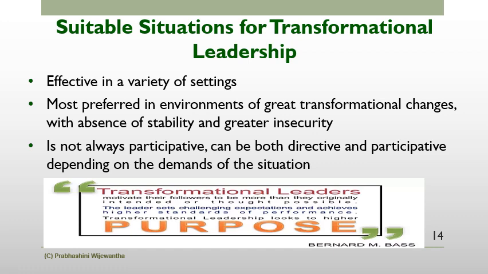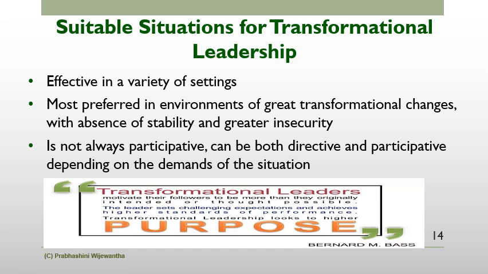Accordingly, it is said that transformational leadership is very appropriate for multinational corporations because there is always an absence of stability. The business environment is not stable and there is always greater insecurity. Though we initially said that this style of leadership is appropriate for organizations operating internationally, it can also be said that it is now appropriate for any organization. Why? Because any type of organization now experiences great transformational changes with a lack of stability and a higher level of insecurity.